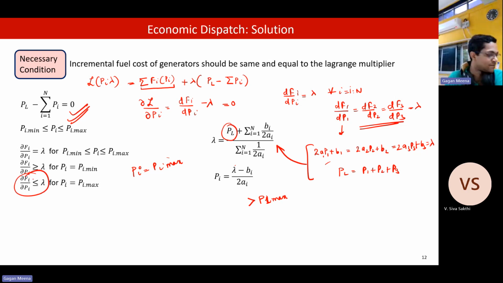We can see here, dF by dP is less than lambda if it hits the maximum limit. If it hits the minimum limit, because of the constraint, we have to ensure that a generator cannot generate below Pmin. That means it's a costly generator. Its incremental cost is very high. We want to get only the minimum from it. First, we will try to take power from the other cheaper generators.